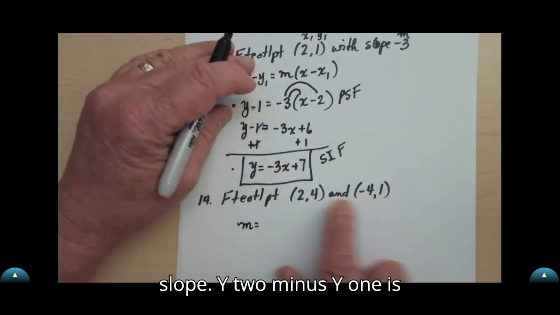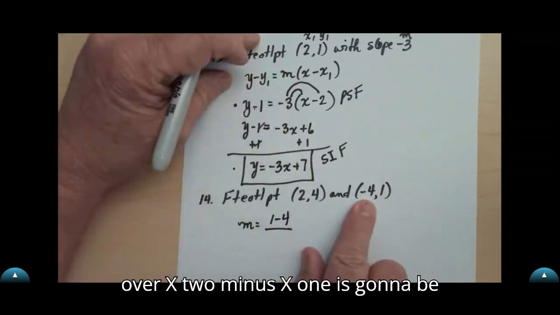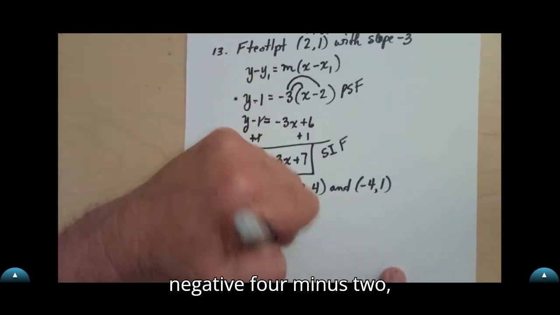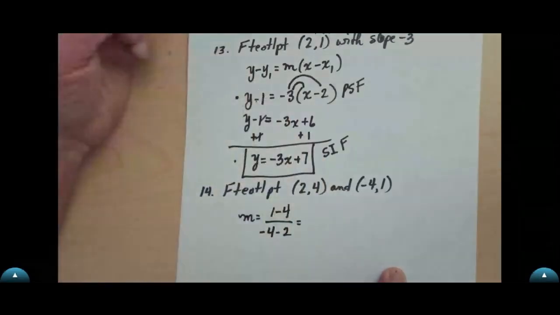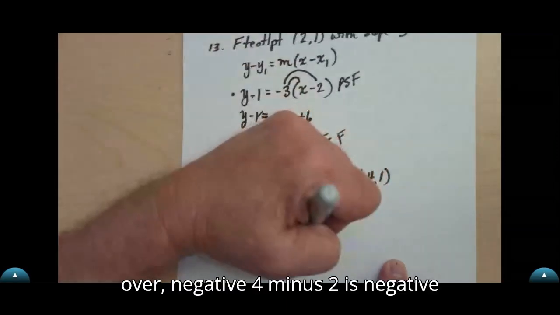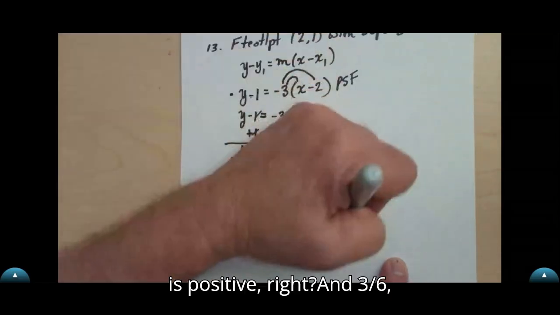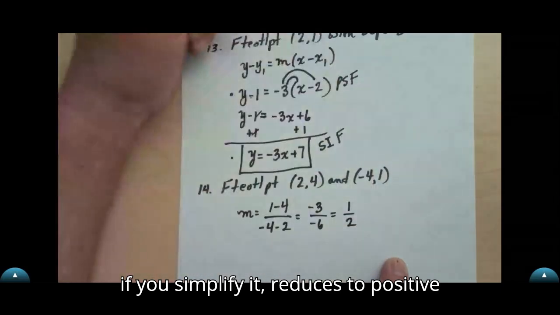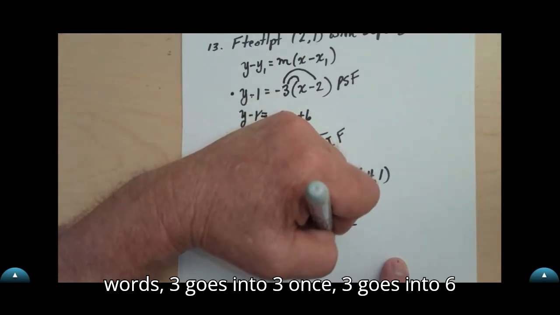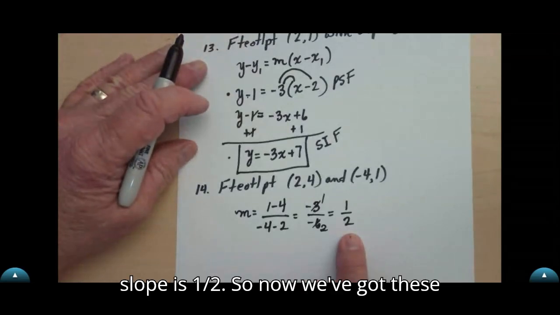So you first use the slope formula, find the slope. y2 minus y1 is going to be 1 minus 4 over x2 minus x1 is going to be -4 minus 2. So 1 minus 4 is -3 over -4 minus 2 is -6. First of all, negative over negative is positive, right? And 3/6, if you simplify it, reduces to +1/2. Everybody see that? In other words, 3 goes into 3 once, 3 goes into 6 2 times. And of course, negative over negative is positive. So now we know our slope is 1/2.